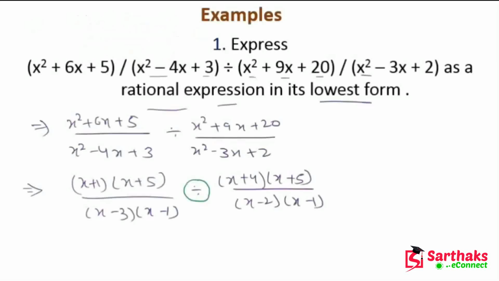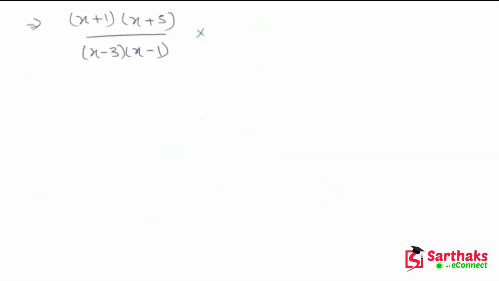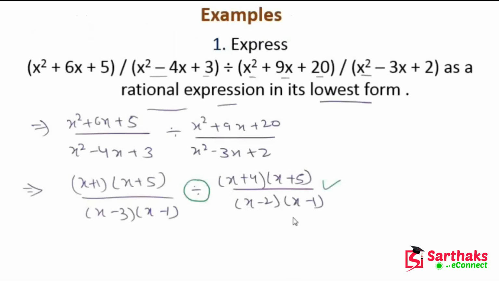Okay, and for doing this we have to reciprocate the second term. Sorry, we have to reciprocate this term. So the denominator will become numerator and the numerator will become denominator. So we get x minus 2 into x minus 1 divided by x plus 4 into x plus 5, like this. So x minus 2 and x minus 1 come in the numerator and x plus 4 and x plus 5 come in the denominator.